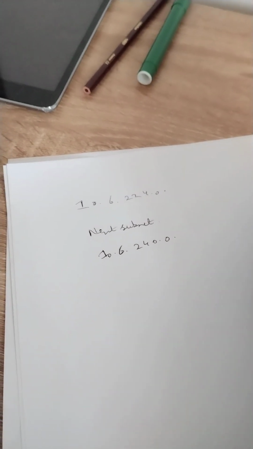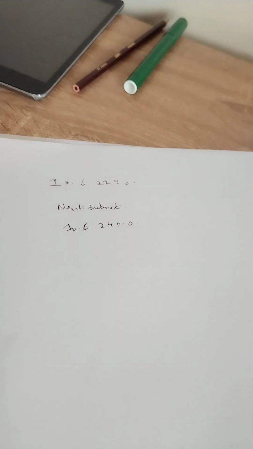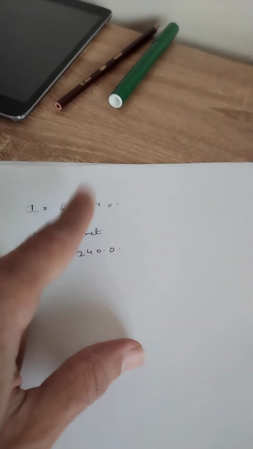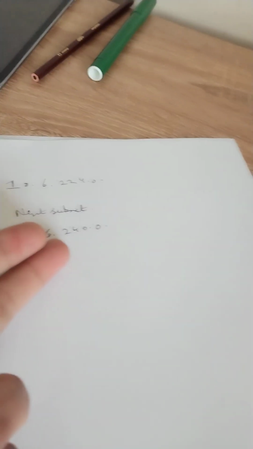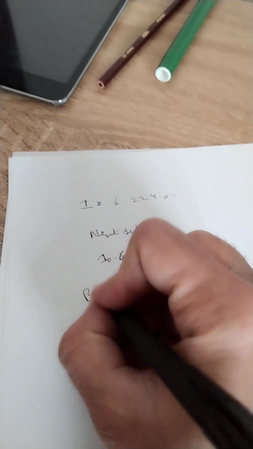Now in this scenario, the thing that's very important to note is we are looking for the broadcast address of this network. When we're looking for the broadcast address of this network, it's got to be one value before this subnet. That's going to be our BA.